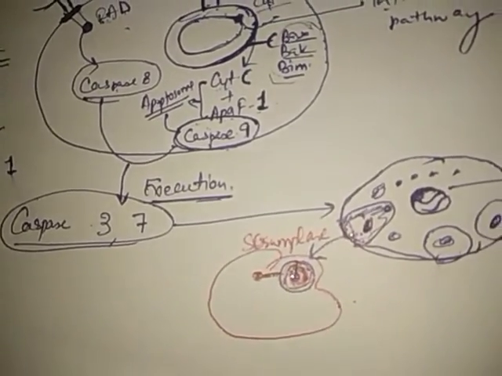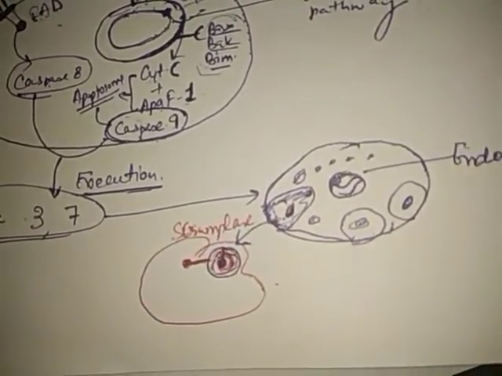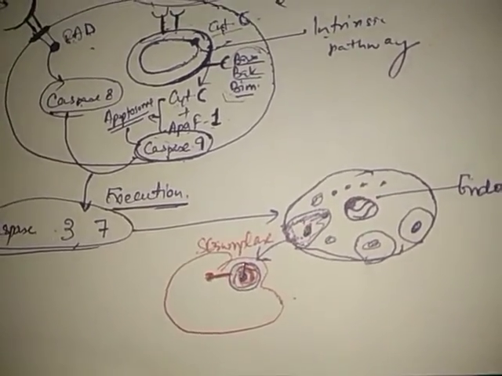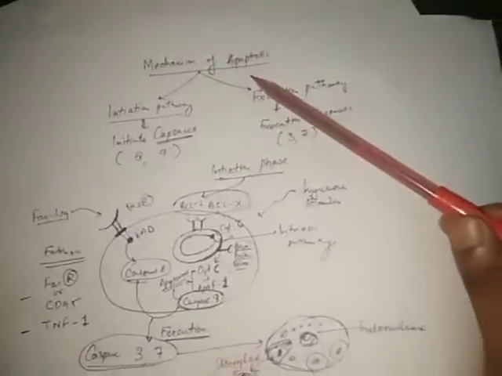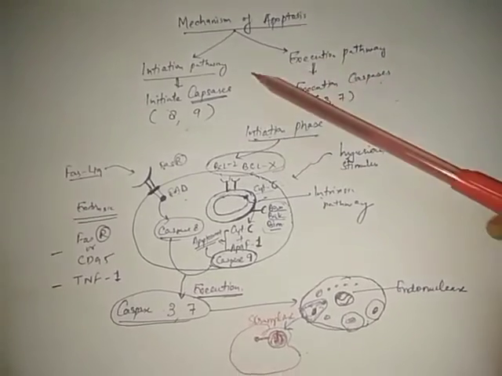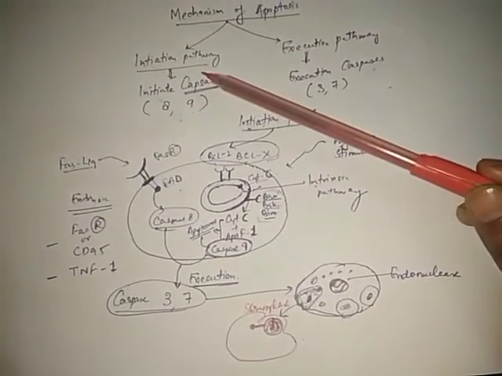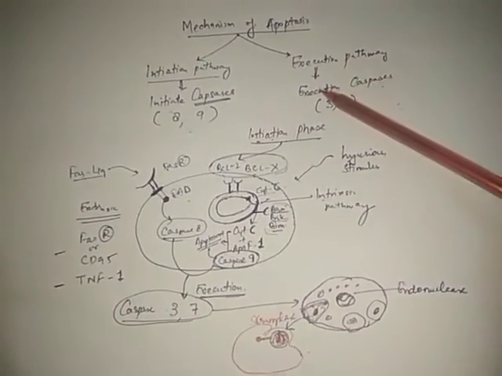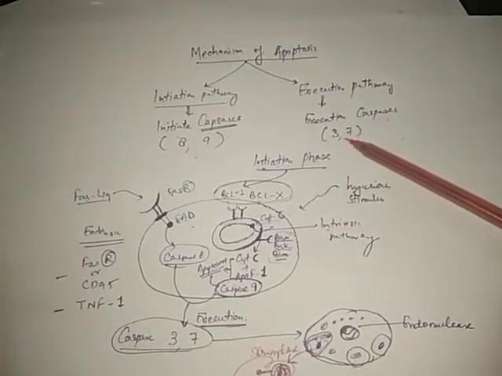Okay, so in this way apoptosis occurs. To summarize, the mechanism of apoptosis occurs in two phases. One is the initiation phase and another is the execution phase. In the initiation phase, the initiation caspases are activated, which are 8 and 9. In the execution phase, execution caspases are activated, which are 3 and 7.